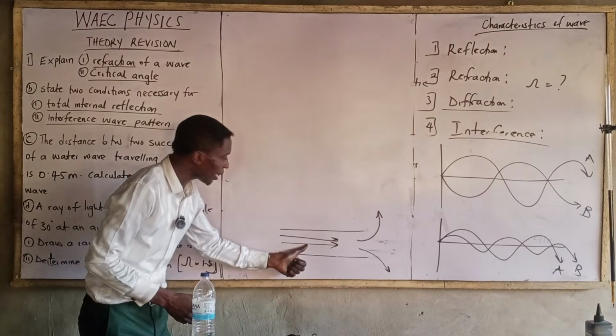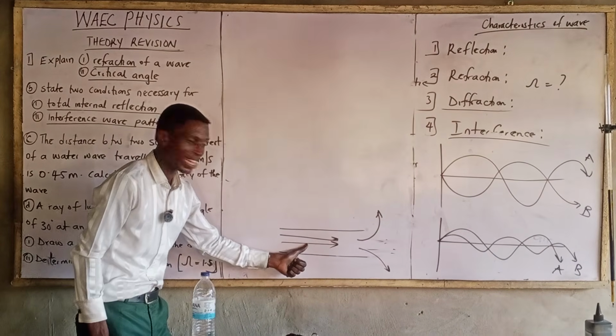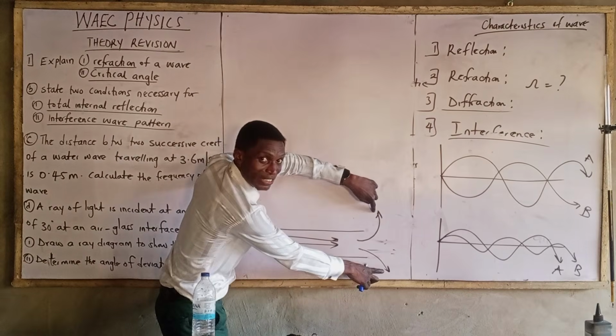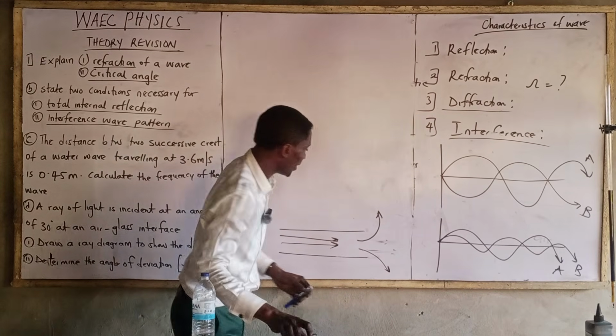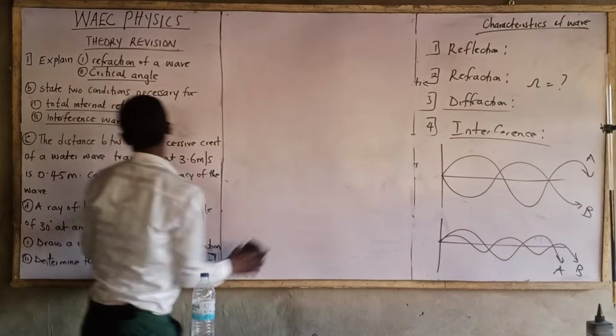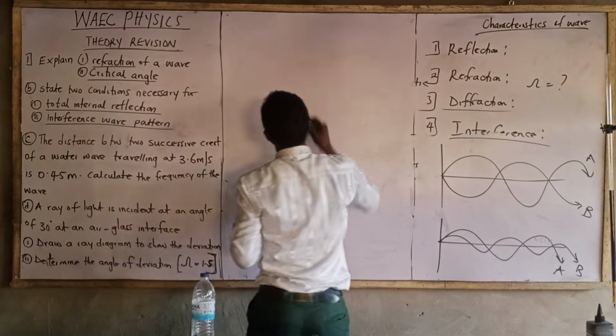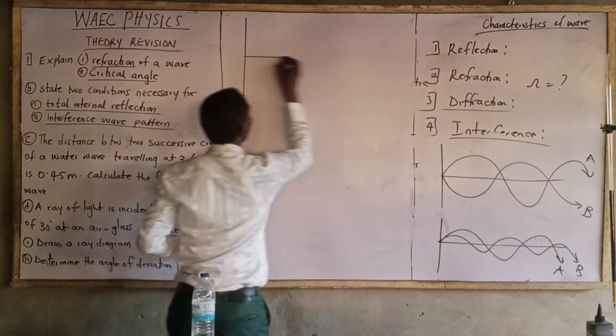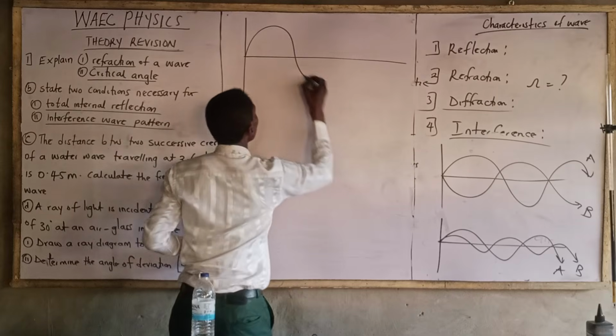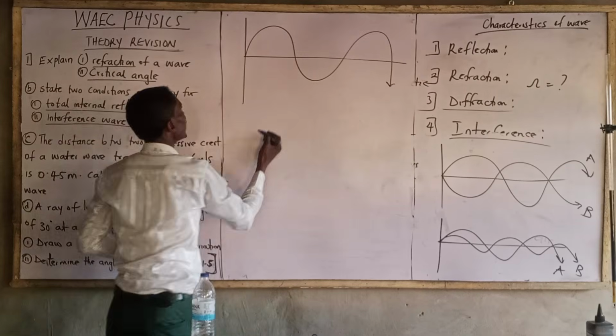So we call this wave here the incident ray. We call this one here the diffracted ray. So that answers that very question here. So now we'll move on to the next calculation. Now we need to understand what we call the model of a wave, very quickly.